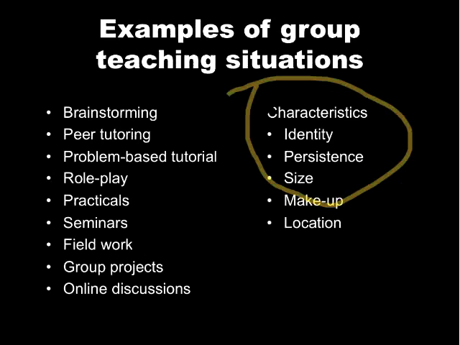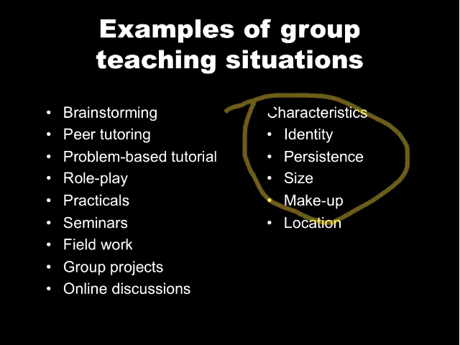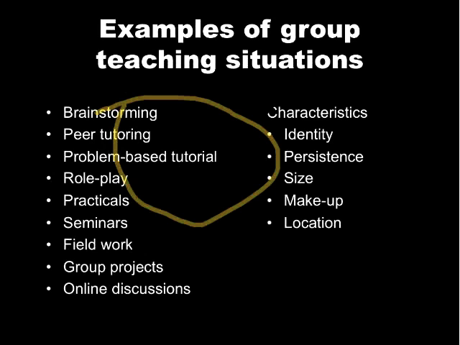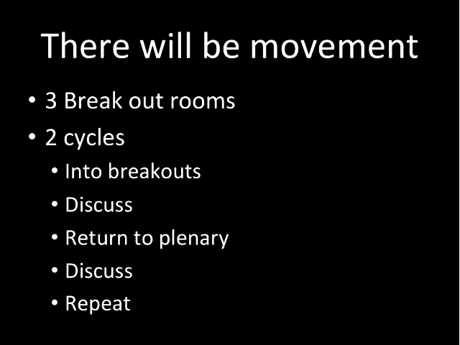There we go. Group characteristics. So all groups have some sense of identity. They last for a certain period of time. They have various sizes, makeups, locations. And I'm not going to begin to break down a sort of a taxonomy of what groups might mean, but just to think that groups aren't any one thing, but that they have many different characteristics. And there's many different things that we can do with groups of different sizes.